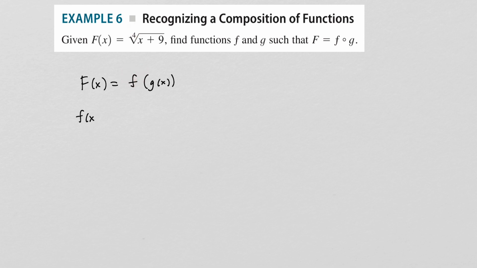So if I let f of x equal the 4th root of x, and if I let g of x be equal to x plus 9, you should be able to see that if you take x plus 9 and you plug it into here, you will get the function that you have here. So one possibility is that we define little f to be the 4th root of x and g to be x plus 9. Now, just to be clear, we don't have to do it this way. There are actually infinitely many different choices that you could make for an f and a g that would give you the same function when you do their composition. But this is definitely the most obvious choice.